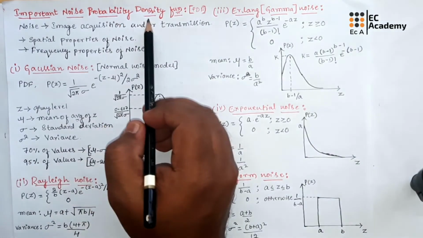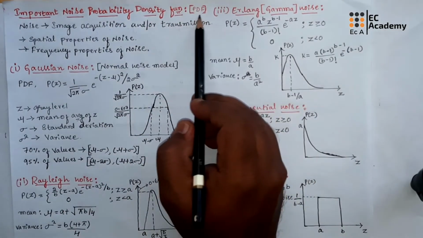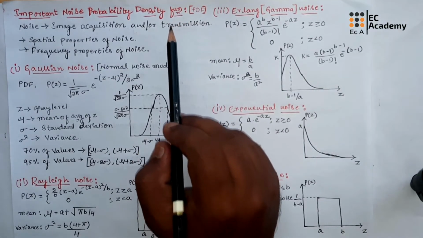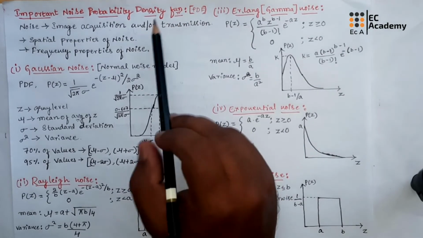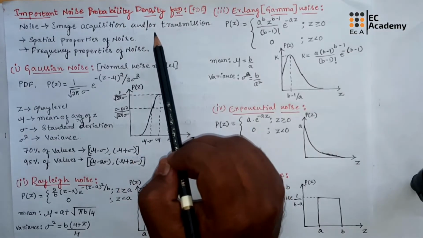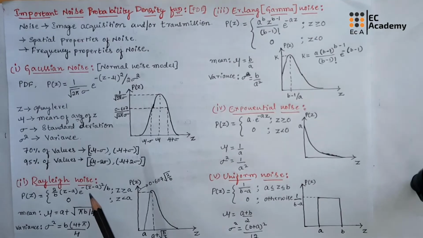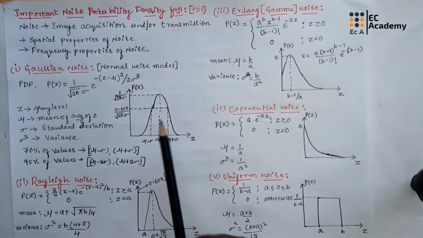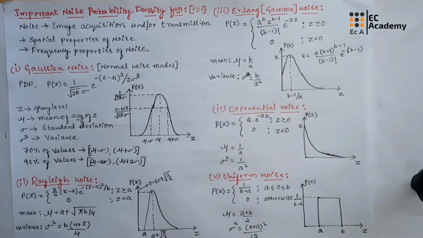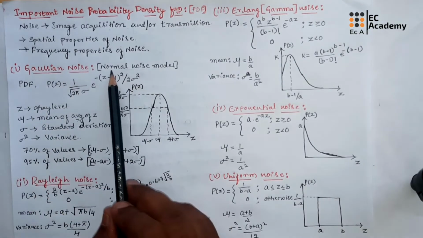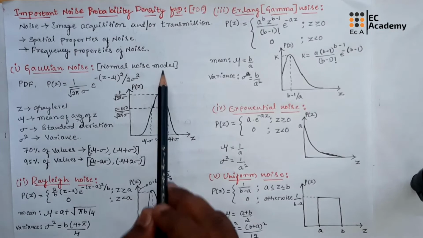Here, the probability density function, which is commonly known as PDF, defines the distribution of noise in an image. It defines the probability of distribution of noise in an image. In this topic, we will discuss the most common PDFs found in image processing applications. Under that, the first one is Gaussian noise, which is also known as the normal noise model.